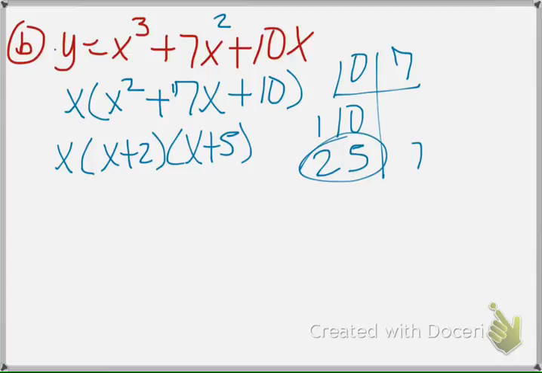So, pretty simple? Yes? Now, what happened? Question?